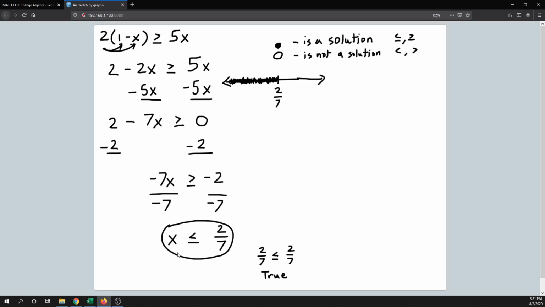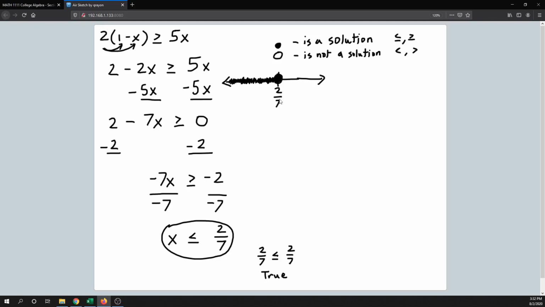You have the inequality right here, so you can check whether or not a number is a solution by plugging that number straight in. And then you just have to tell whether it's true or false. In this case, we know that it's true, so we know that 2/7 is a solution. So what we would do is mark that 2/7 by a dot like so, a filled dot. Now if somebody came along later and all they saw was this graph, then they would know 100% that 2/7 is a solution.